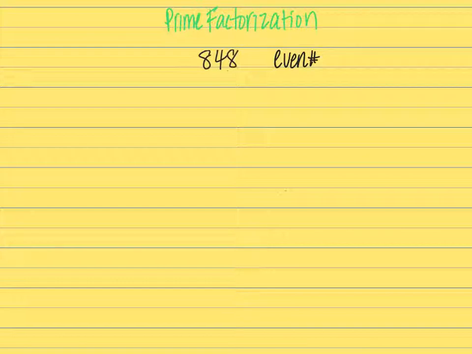And you can see that 848 is an even number. So if it's an even number, it is divisible by 2. So 2 goes into 8 4 times, and then half of 4 is 2, and half of 8 is 4. And so there's our factor tree, and 2 is prime, so we're going to circle 2. Now we look at 424 and we ask, is it an even number? It is. It's an even number again.